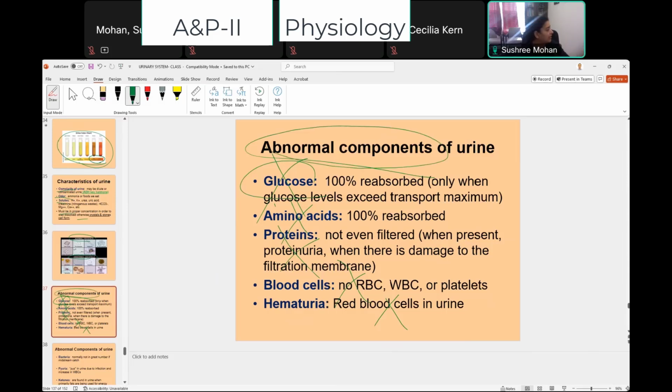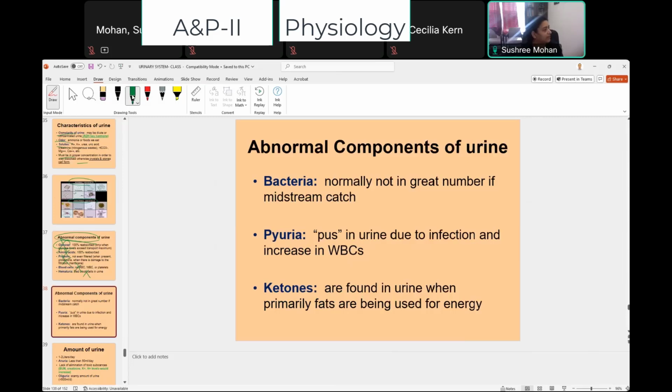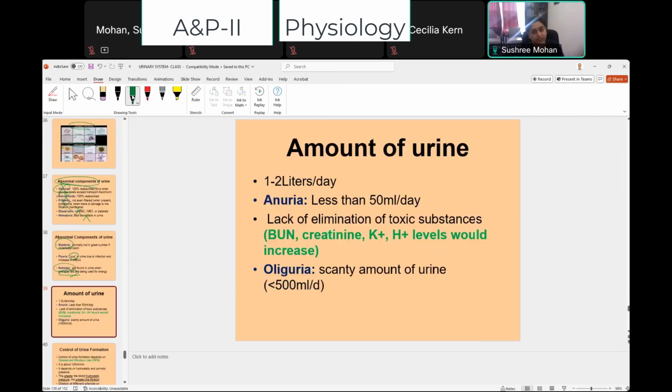Pus cells will happen if there is any bacterial infection, then they will show up as pus, pyuria. And ketones, we talked about ketones in the previous class. So basically, if the fats are being broken down for a source of energy, you're going to find ketones forming there in the urine. And bacteria should not be there, just because of any bacterial infection. Too much of pus cells may be seen in the urine.